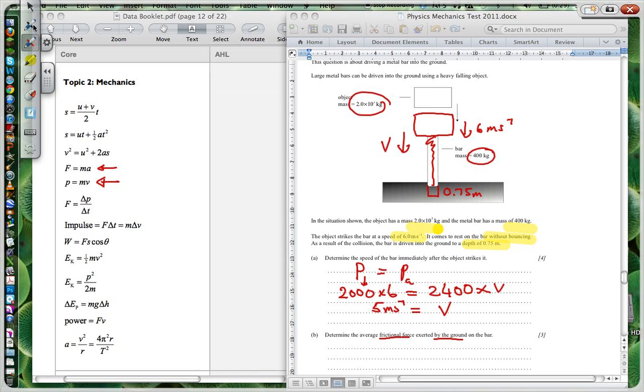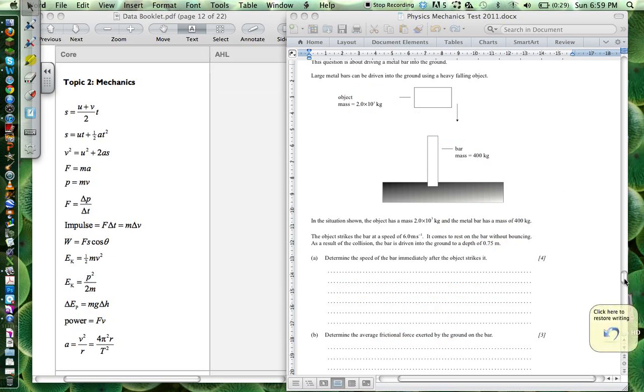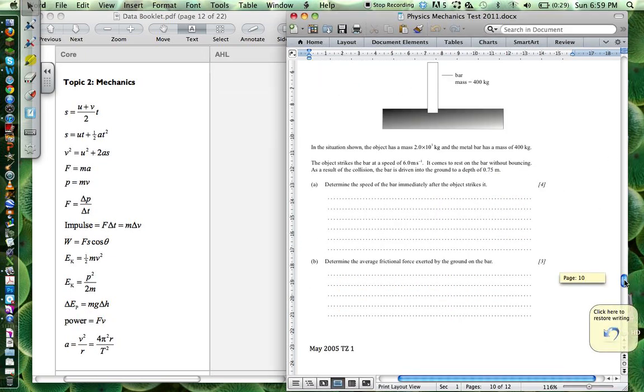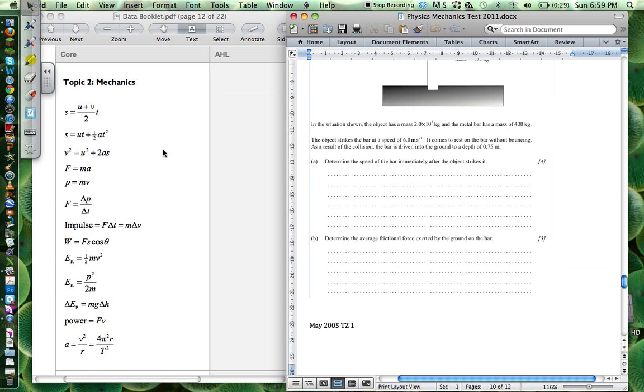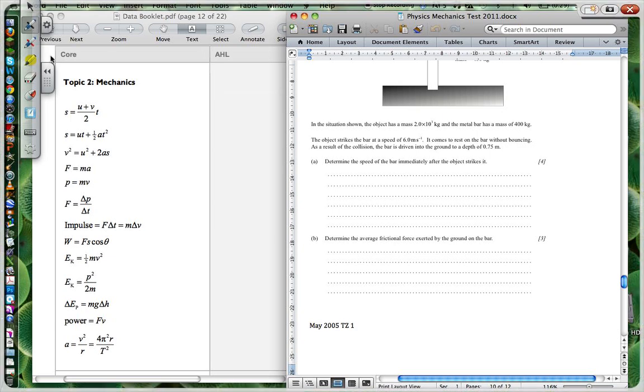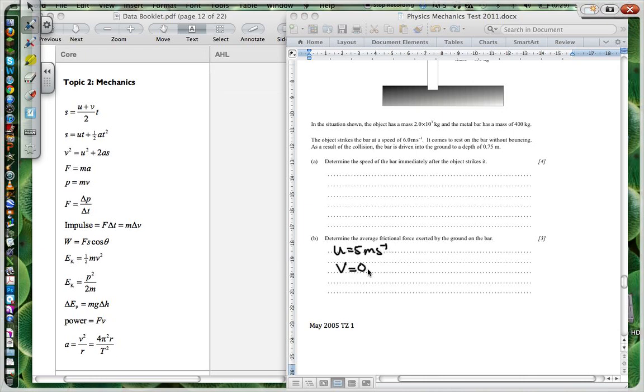So let me bring this up a bit so that I've got some more space to work with. Okay, we know that the object is going at 5 meters per second, so its initial velocity is 5 meters per second. The final velocity would be 0 meters per second. The acceleration is actually what we want to find, and we know the displacement is equal to 0.75 meters. So we can use that.